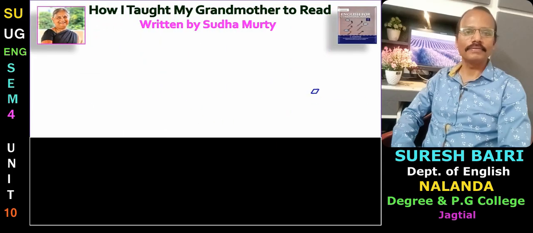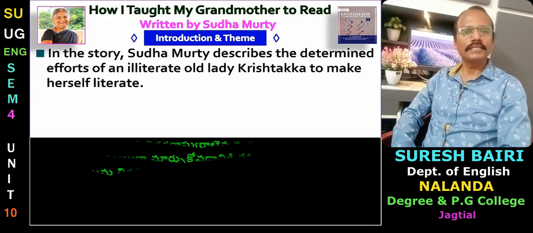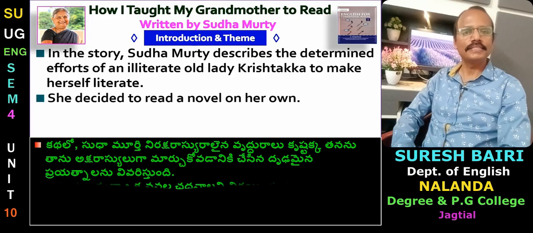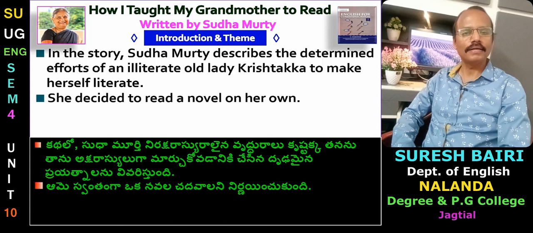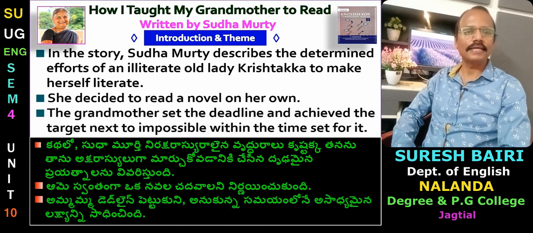First of all, let's understand the introduction and theme of the story. In the story, Sudha Murthy describes the determined efforts of an illiterate old lady Krishnaka to make herself literate. She decided to read a novel on her own. The grandmother set the deadline and achieved the target next to impossible within the time set for it.